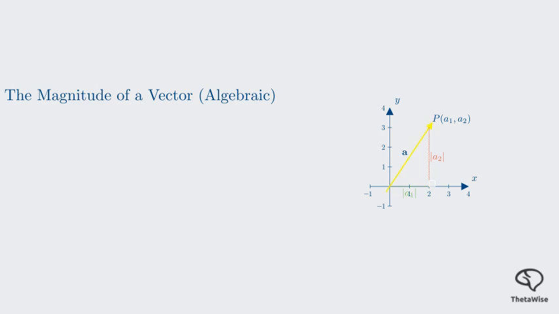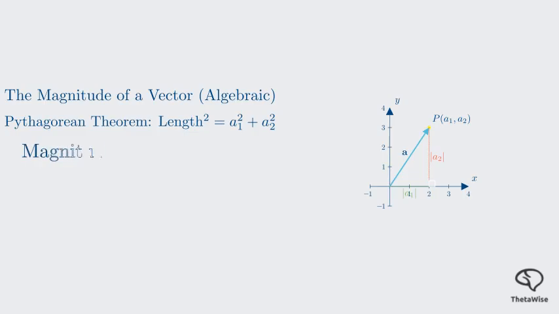The theorem states that the square of the hypotenuse is the sum of the squares of the other two sides. So, for a vector a with components a1 and a2, the square of its magnitude is a1 squared plus a2 squared. Taking the square root, we get the magnitude, denoted with vertical bars, is the square root of the sum of the squares of its components.